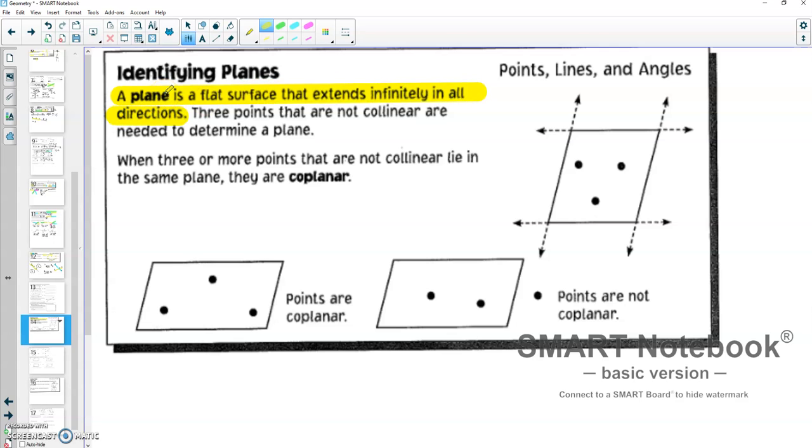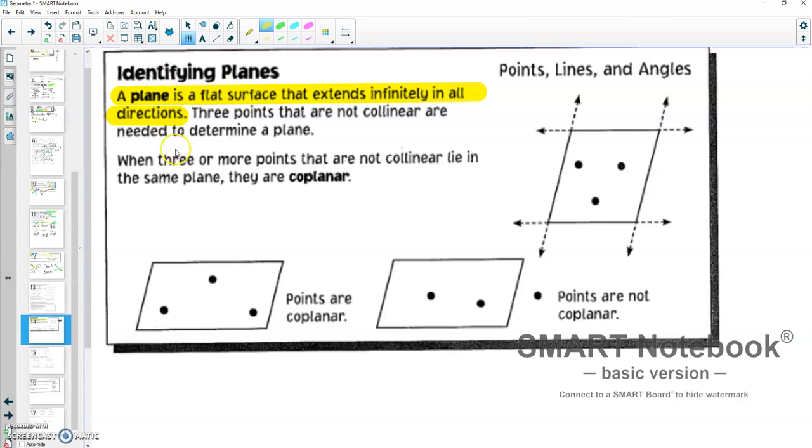Now, I want you to think of it as like a piece of paper. On that piece of paper, any points you draw, any lines you draw, it's within that plane. So we're not drawing on the wall, we're not drawing on the floor, we're drawing on that piece of paper. That's our plane. If we draw on the wall, it's not on that piece of paper, so it's not coplanar. If we draw on the floor, it's not on that piece of paper, so that's not coplanar.